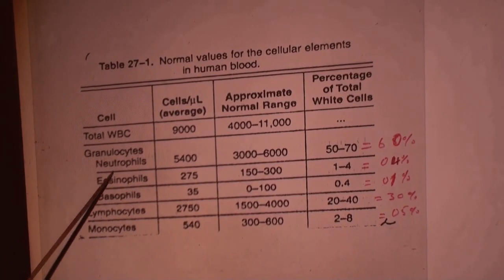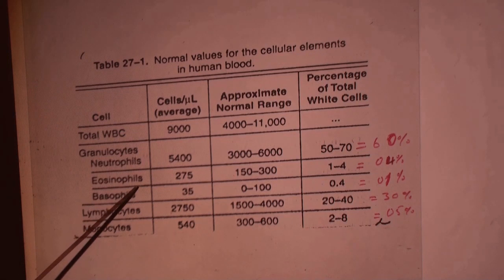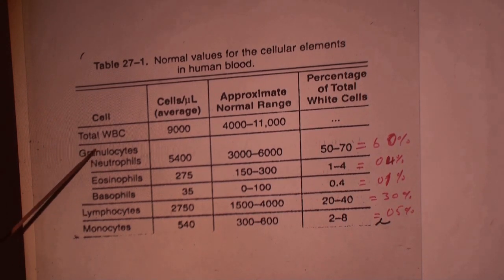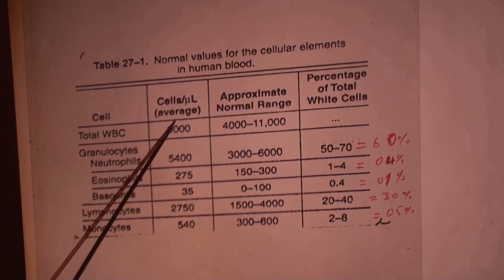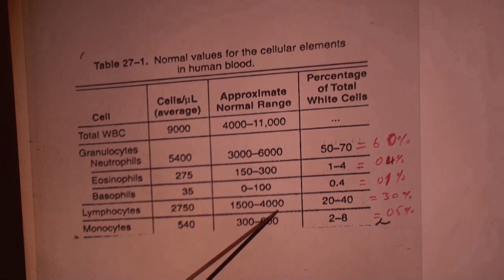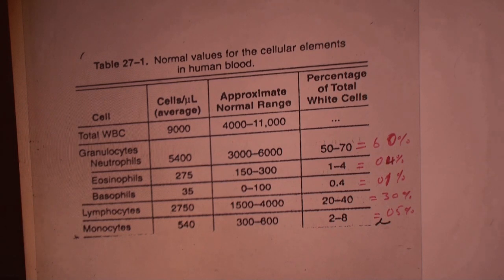This is another classification of the white blood cells. Sometimes we say granulocytes, lymphocytes, and monocytes. We don't say granular and non-granular. This is the cells per microliter average. This is the approximate normal range for each one. And this is the percentage of total white cells. This is the DLC, differential leukocyte count.